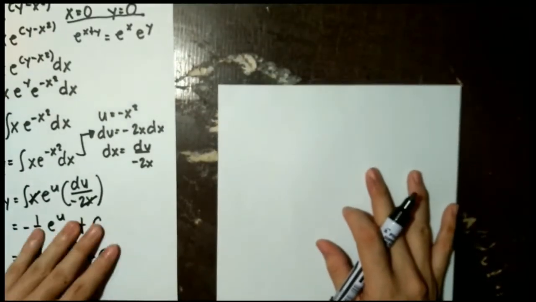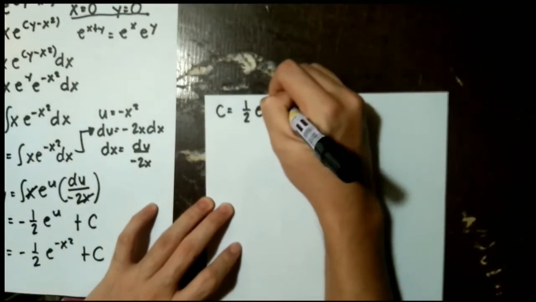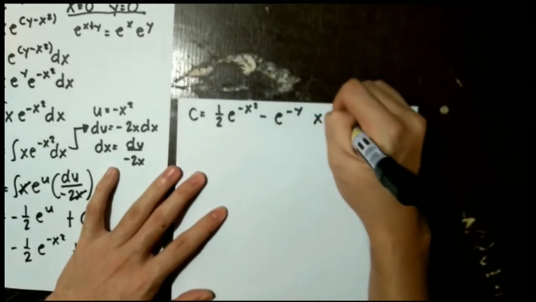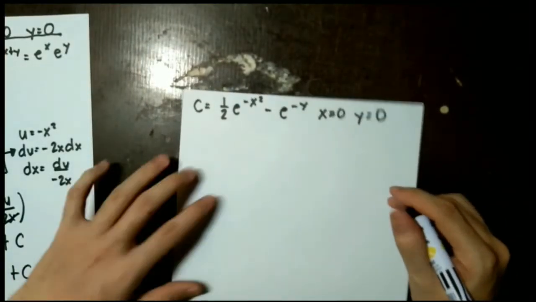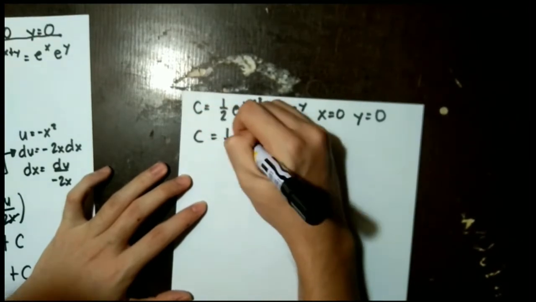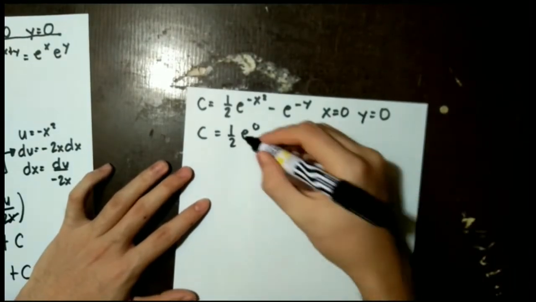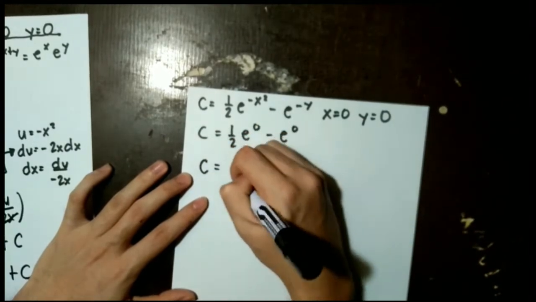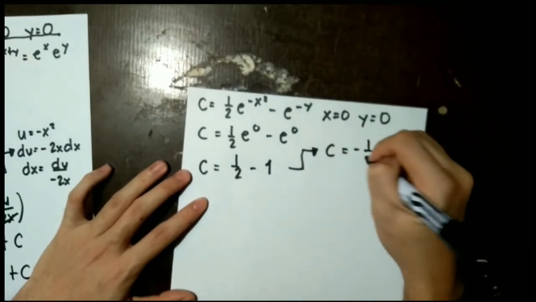So, in that case, kukunin natin yung value ng c. So, c is equal to 1 half e raised to negative x squared minus e raised to negative y. Given that x is equal to 0, y is equal to 0. So, substitute natin yung value ng x, substitute natin yung value ng y. So, c is equal to 1 half e raised to 0 minus e raised to 0. So, alam naman natin na e raised to 0 is equal to 1. So, c is equal to 1 half times 1, so 1 half minus 1. So, makakuha tayo ng value na c, which is negative 1 half.